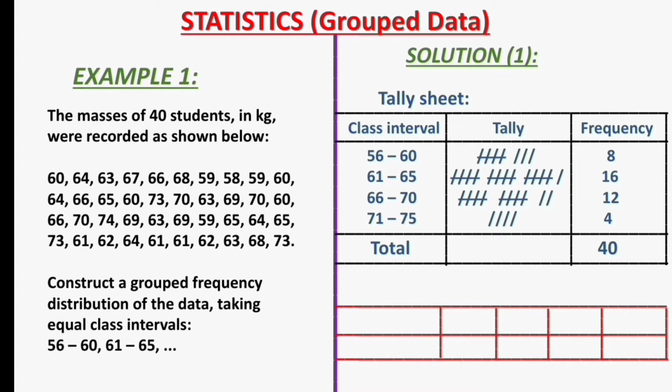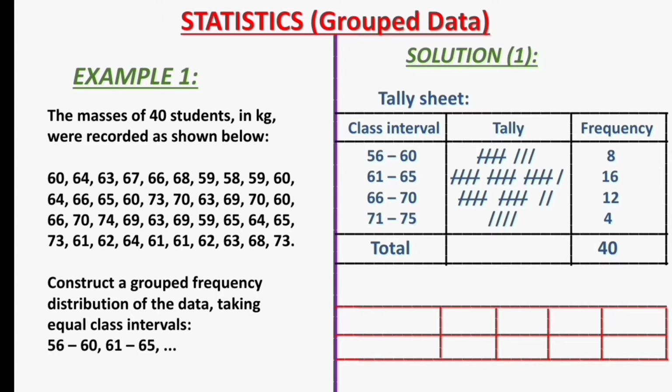So counting the numbers in the question, we have 8 numbers in the class from 56 to 60. So the frequency for that class is 8. We have 16 numbers in the class from 61 to 65. So the frequency for that class is 16. We have 12 numbers in the class from 66 to 70. So the frequency for that class is 12. While we have 4 numbers in the class from 71 to 75. So the frequency for that class is 4.